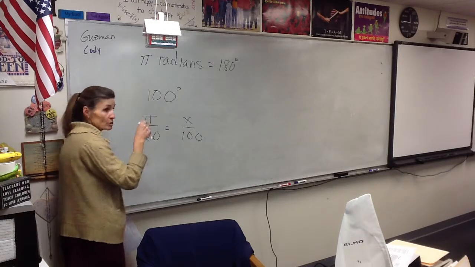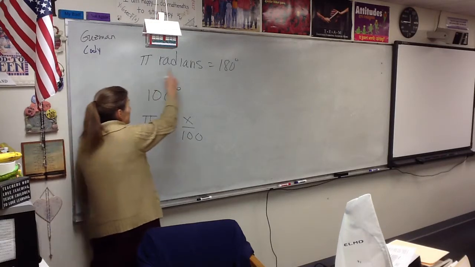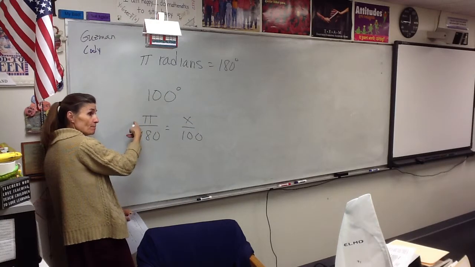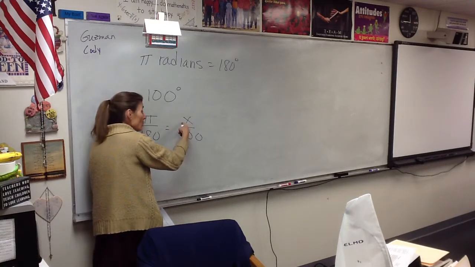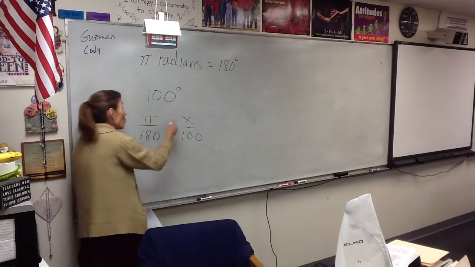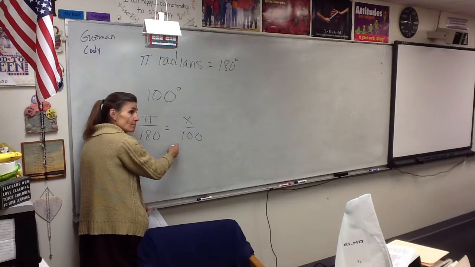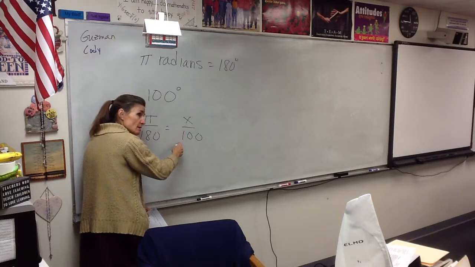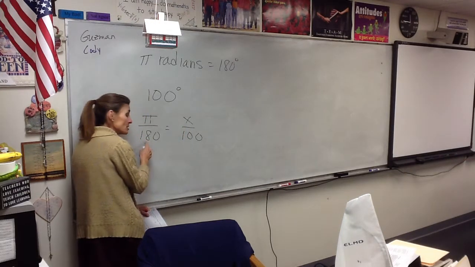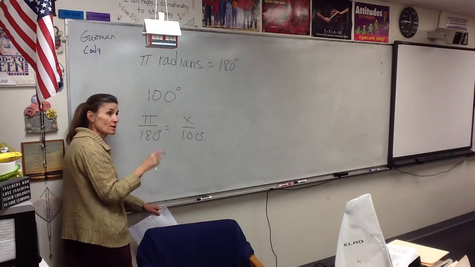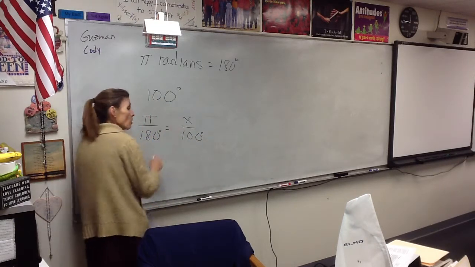We know that pi radians is 180 degrees. So these two match. I want to figure out what will match 100. Does that make sense to you? I know pi is 180. So what is 100? Do you understand why I put the 100 in the bottom? Why I didn't say 100 over x? This is the degrees. So when I say pi radians is 180 degrees, then I have to put the degrees in the same part of the fraction, in the bottom. So now I'll cross multiply.